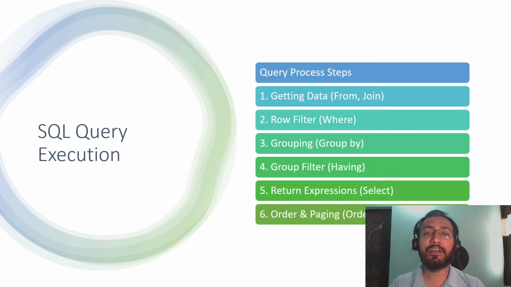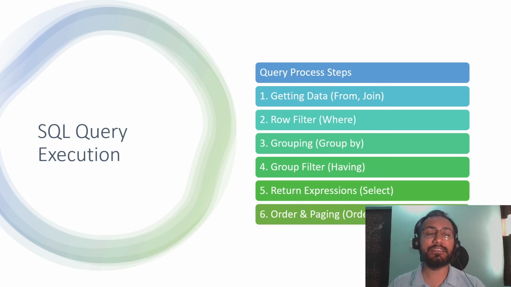Now the sixth step. Once your data comes into a particular set, we have to arrange the data. So we use order by or pagination, like limit or offset. You can use anything, but I take order by as the example. Order by is most frequently used because we want our data sorted, giving a readable format. So order by runs last, after the select statement. I hope you got a better understanding.